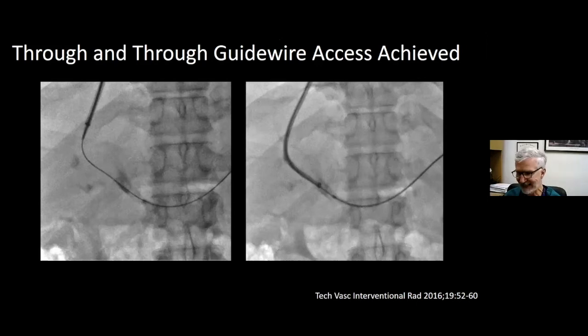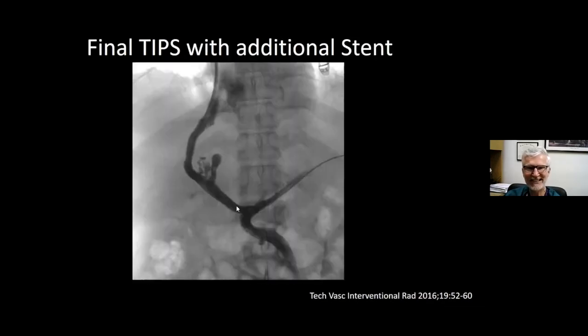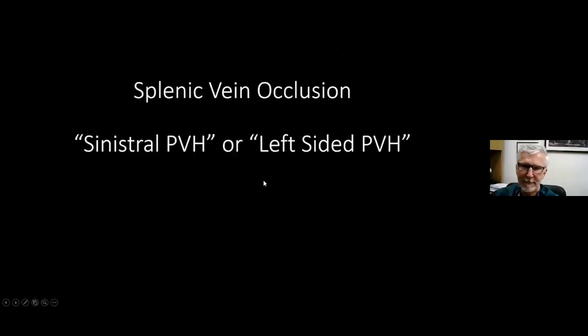And at this point, it's an easy procedure. Now they just dilate the tract, they put their TIPS stent in there. In this case, they had to extend their stent with another stent through that occluded portal vein. And in that way, they were able to decompress the portal system for the patient.